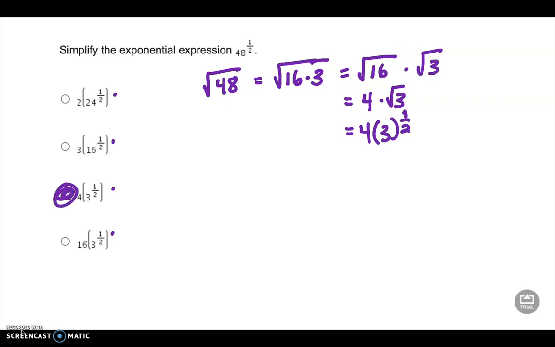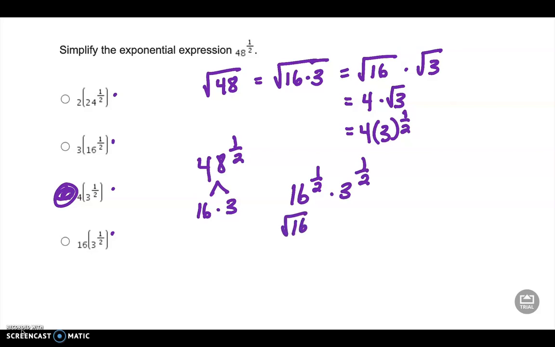Another way you could do this is if we look at 48 to the 1/2, we could do the same thing and still factor this. 16 times 3, well, that's 16 to the 1/2 times 3 to the 1/2. And that's the square root of 16, which is 16 to the 1/2, which equals 4 times 3 to the 1/2. And you're going to get the same answer.